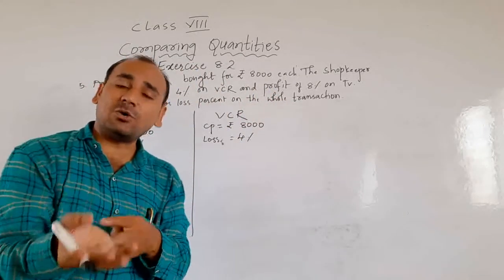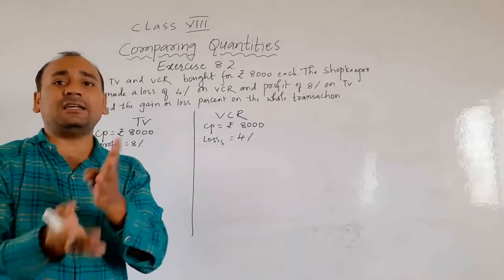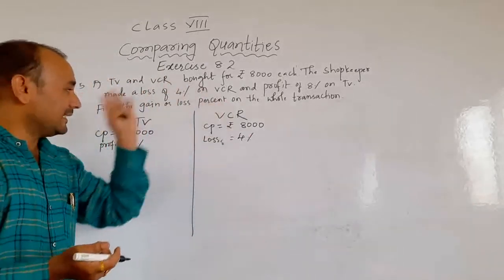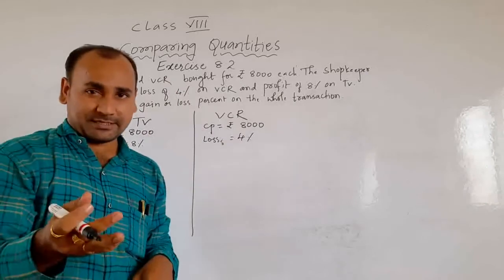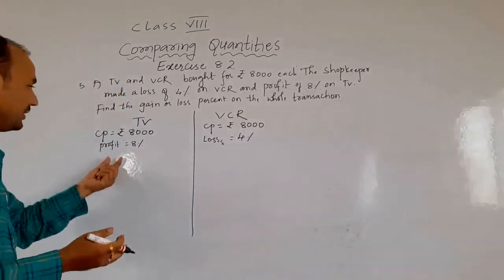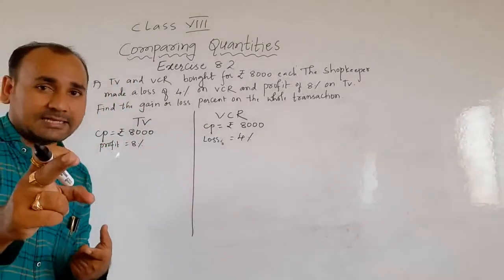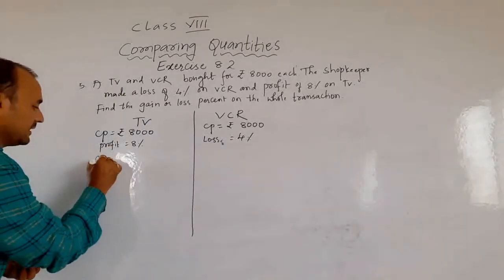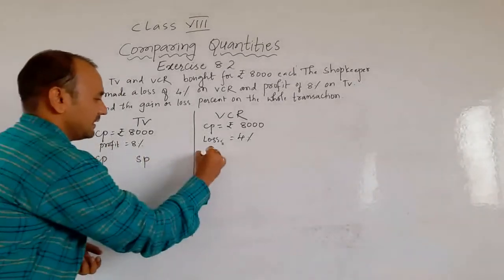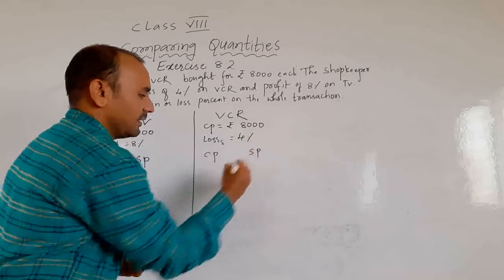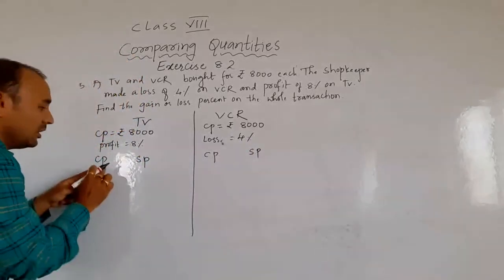What is the whole transaction? Let us identify the whole transaction. Then we come to know whether it is gain percent or loss percent. Okay, let me explain this one by taking my method as it is. Here this is CP and SP, and this is CP and SP, right? So let us see cost price.